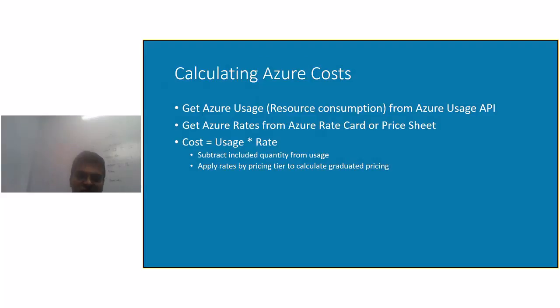The cost is usage into rate at a very high level, but take into consideration included quantities, apply pricing details by pricing tier to calculate the graduated pricing, and based on that, pass on the cost either to your customers or you would know what the cost is that Microsoft is charging you.